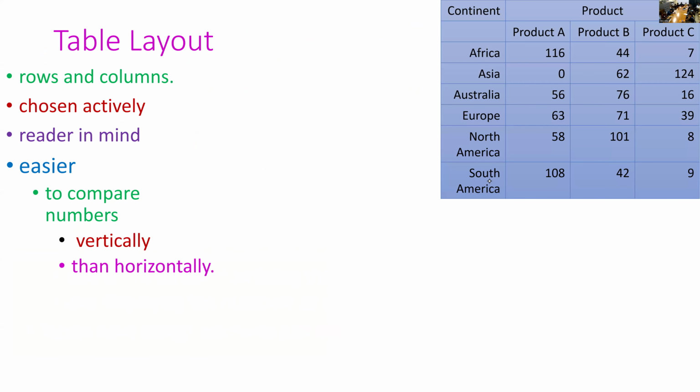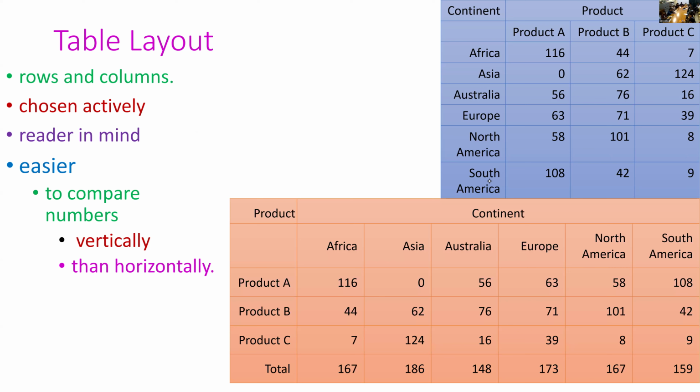Okay. Now let me ask you, I want to compare product A, B, and C in Africa. Nitish, which is more? In Africa, which is more, A, B, or C? Okay, the same graph. Which is easier to read? Comparing in Africa. What Rachna, which is easier to read? This way or this way?